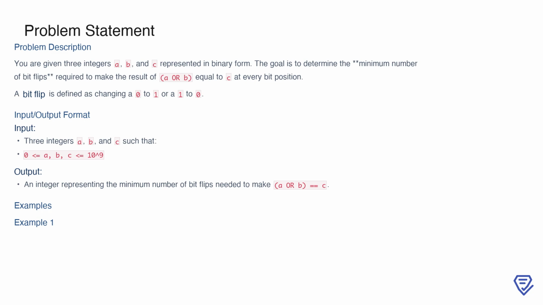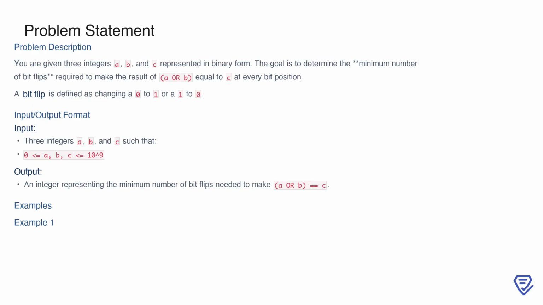The input consists of three integers A, B, and C, all of which are guaranteed to be between 0 and 10^9. The output is a single integer that represents the minimum number of bit flips needed to achieve the desired condition. This problem requires us to carefully analyze the binary representations of these numbers to compute the solution efficiently within the given constraints.